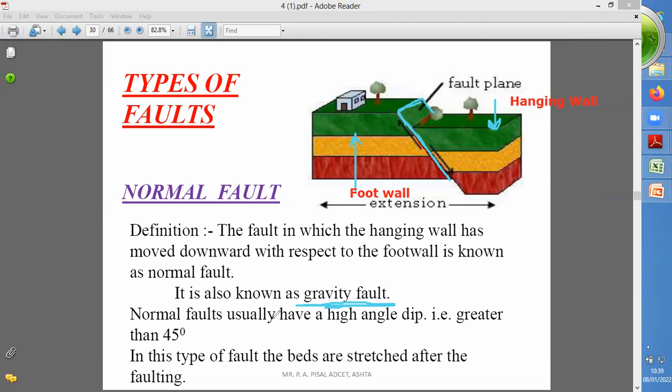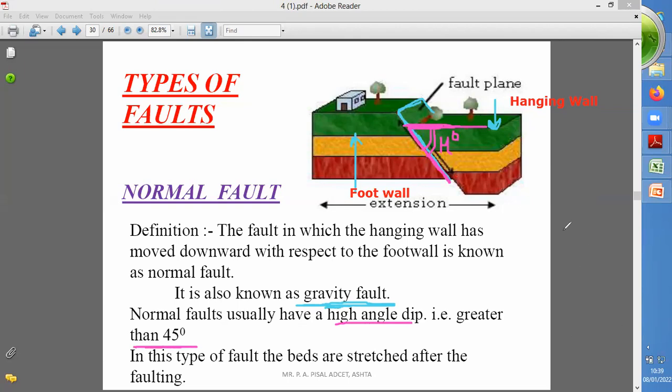The normal fault usually has a high angle dip. So the hade angle is greater than 45 degrees. Now which angle? Just wait, I will draw here. So this is the fault plane, and with this horizontal layer one angle is formed. That angle is considered as the hade angle. So that hade angle is always greater than 45 degrees here. High angle dip means it is greater than 45 degrees.